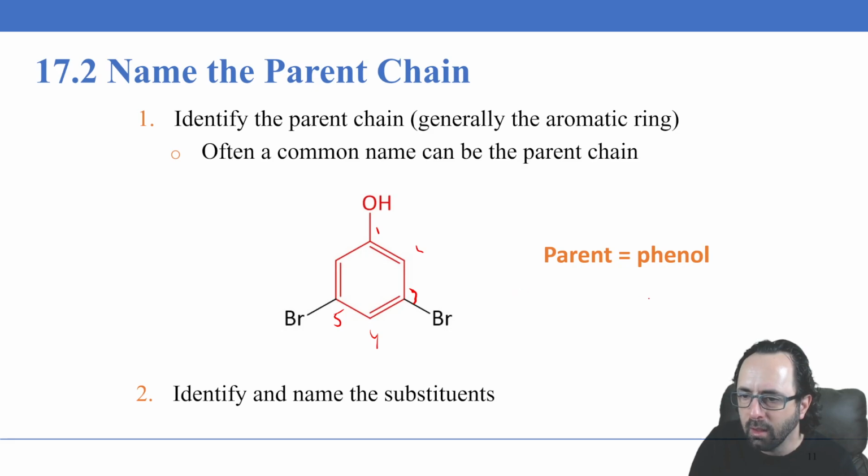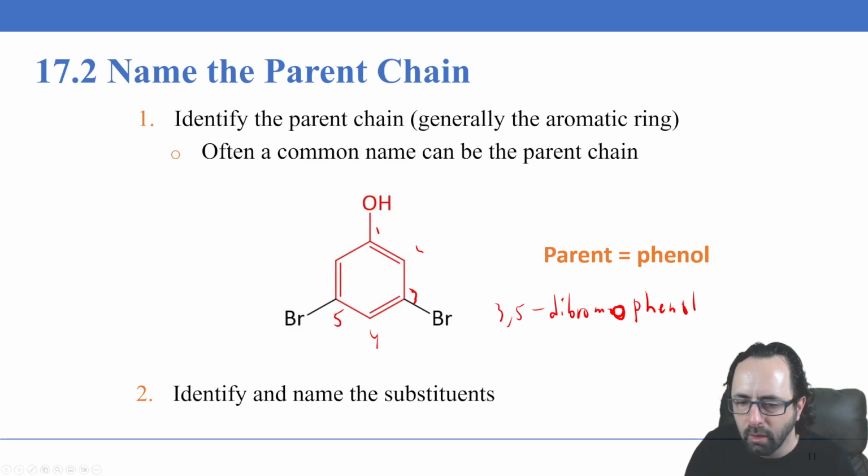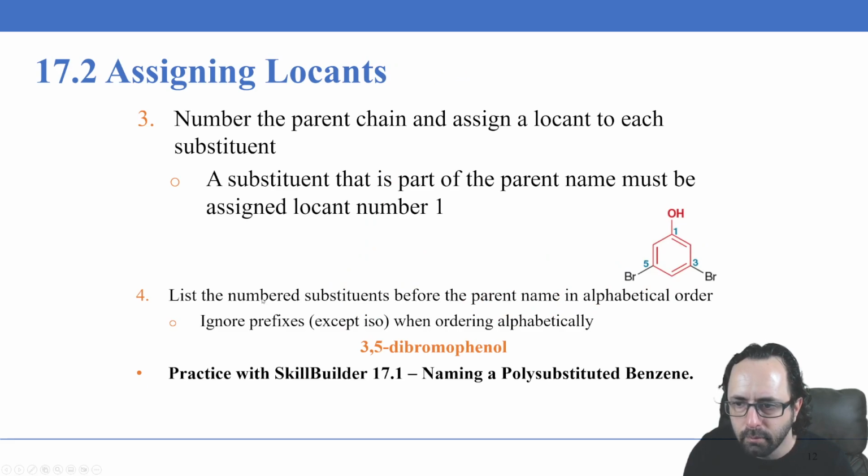So this would be, its parent name would be phenol, and then either way we number, we have two bromos, we say dibromo, and there's no space here, so dibromophenol, and then we'd indicate the locations, 3, 5 dibromophenol. That's how we would name it. That completes it. We find the substituents on the third or fifth carbon here, third and fifth. We put the dibromo here for two bromo groups, and then 3 and 5 are the locations.